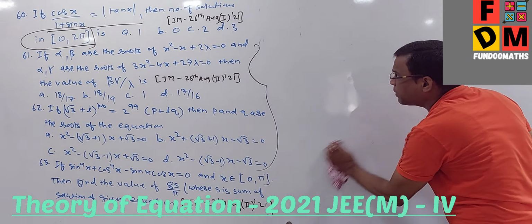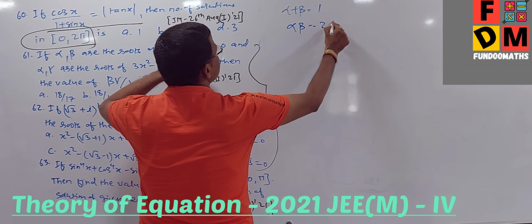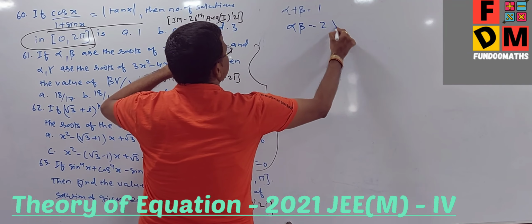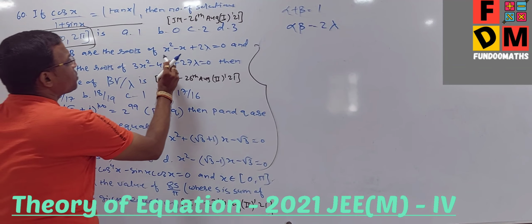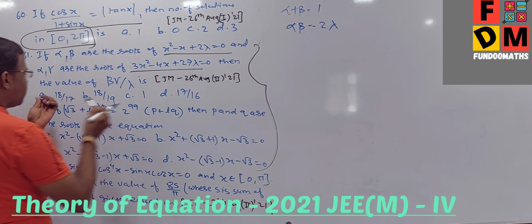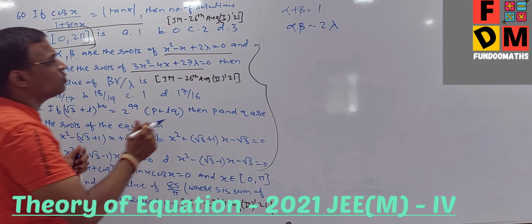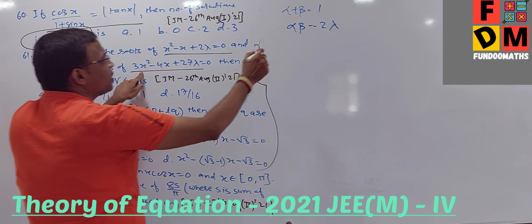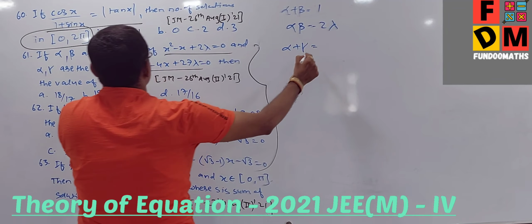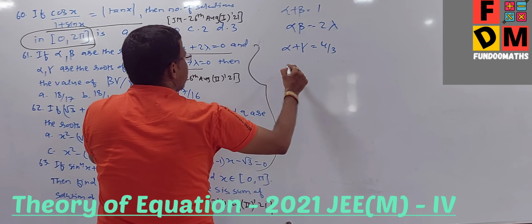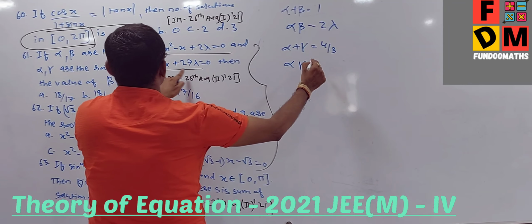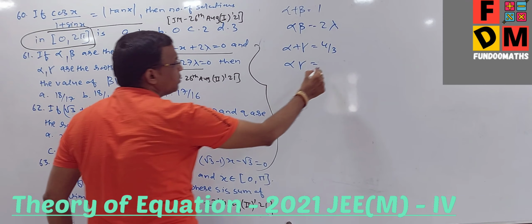Alpha and beta are the roots, so what is the sum of the roots? Alpha plus beta is 1. The product of the roots, alpha beta, is 2 lambda. This was my first quadratic, and the second quadratic is this, whose roots are alpha and gamma. So one common root, but we'll think about it later. Alpha plus gamma is 4 by 3, and the product alpha gamma is 27 lambda by 3, so 9 lambda.